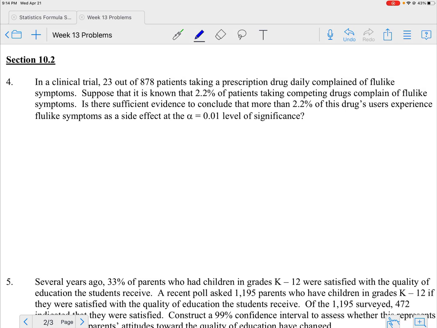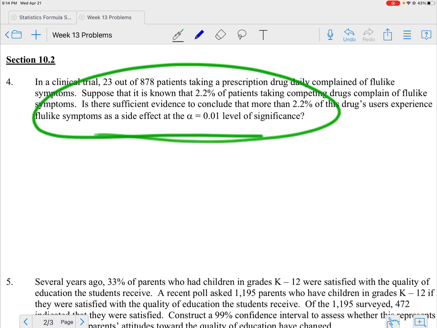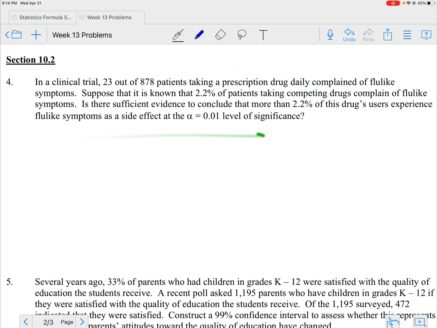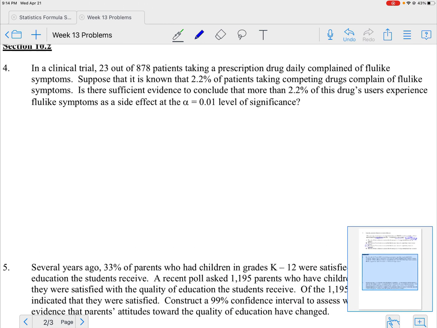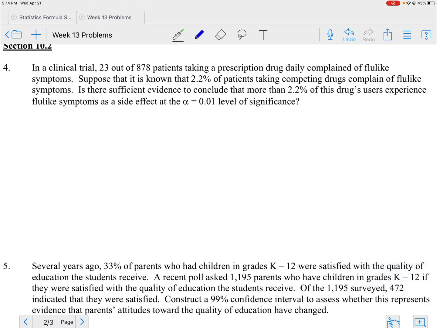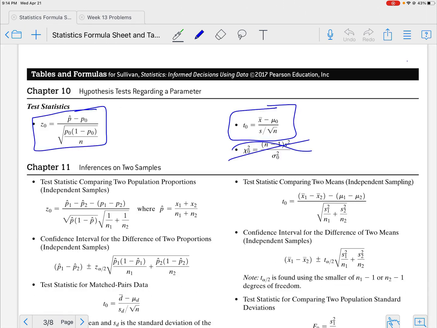All right, let's take a look here at 10.2. So 10.2 had two options here. We're going to do a test statistic like in this first example that we have, and then we're going to do a confidence interval in the second one. All right, so the first one that we're going to look at here, we're going to be looking at our test statistic. So keep your formula sheet handy.